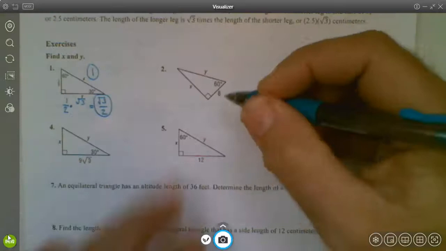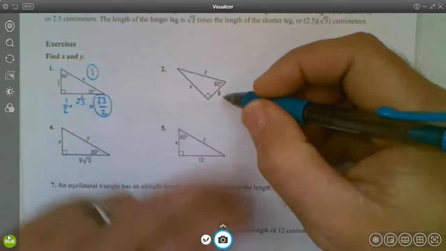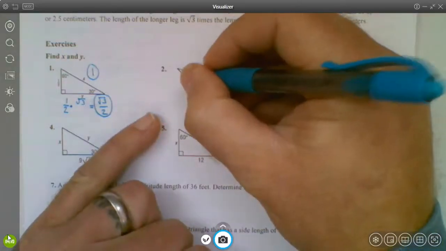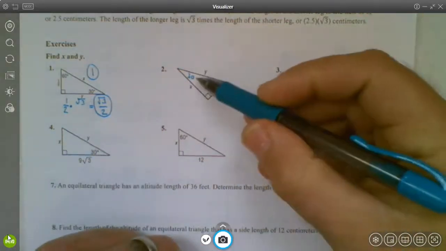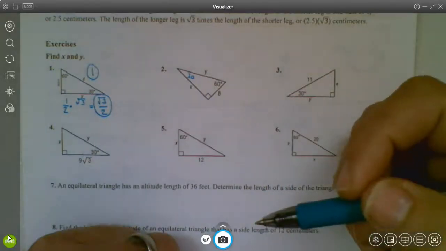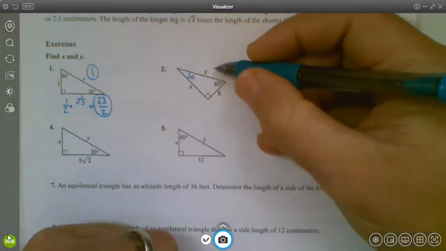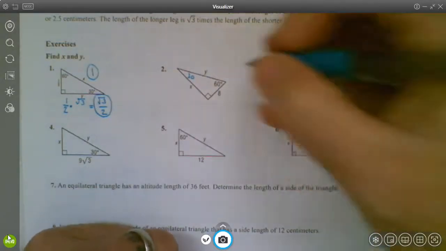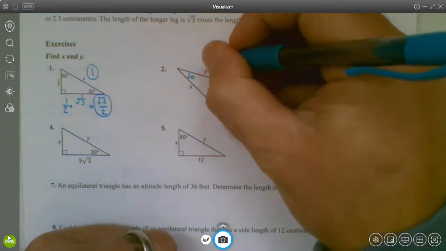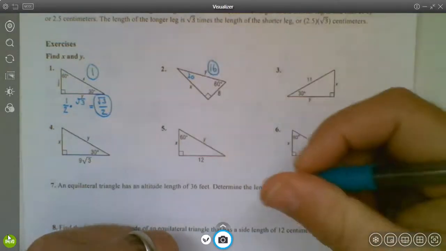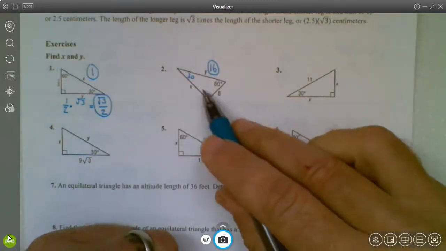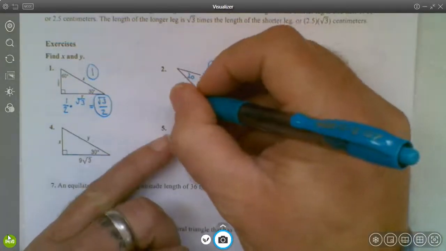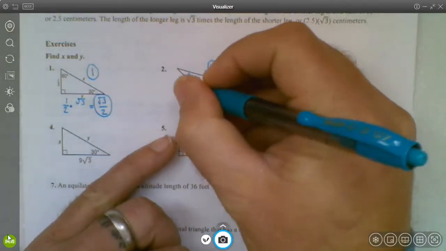All right. Let's try another one. Easier number here. Again, they're giving me the short leg. If that's 60, this has to be 30. Right? So I know my short leg is always across from the 30. So how do we go from short leg to hypotenuse? All we got to do is multiply it by 2. So if I did 8 times 2, I get the hypotenuse. And how do we go from short leg to long leg? We simply multiply by the square root of 3. And there's my long leg.